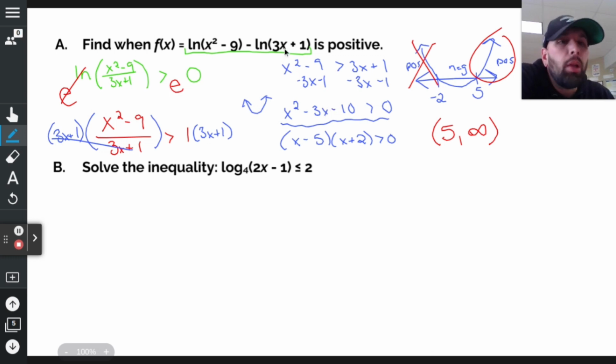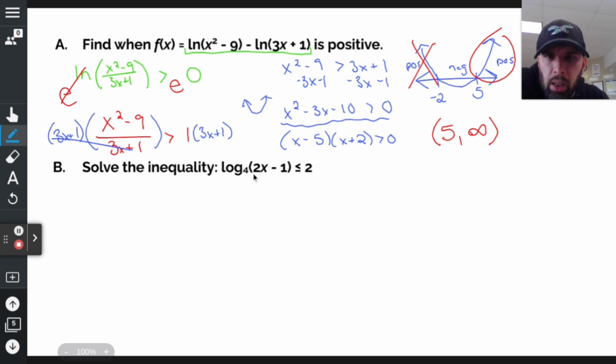Again, you're allowed to plug in 5 because if I plug in 5, that's 14. Ln of 14 is legal. That's 25 minus 9, which is 16. Ln of 16 is legal. I wasn't allowed to plug in negative 2 because if I plugged in negative 2, neither of these would work. That would give me 4 minus 9. Ln of a negative is not legal. Can't do that. Okay, so only 5 and above would work. Careful. Please be careful. I beg you.